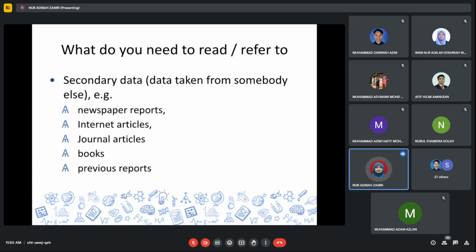So what do you need to read or refer to? You can refer to secondary data as well, data taken from somebody else. For example, newspaper reports, internet articles, journals, books, previous reports, and so on. But don't forget to jot down everything, the details of the report, I mean, the time when you retrieve the information.